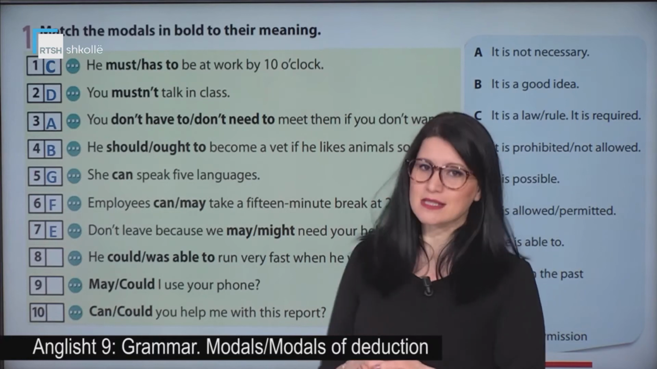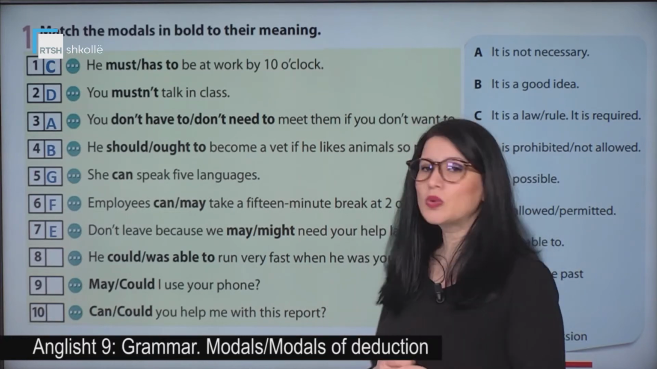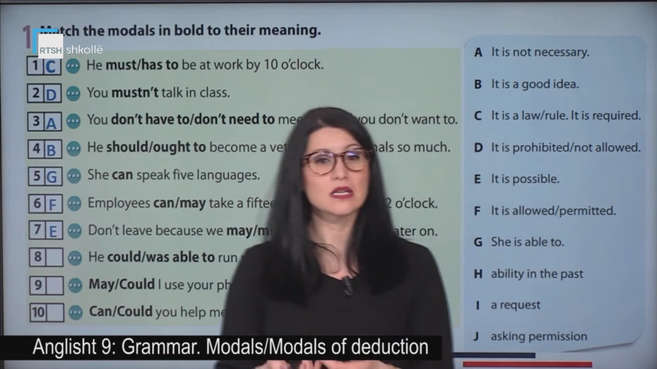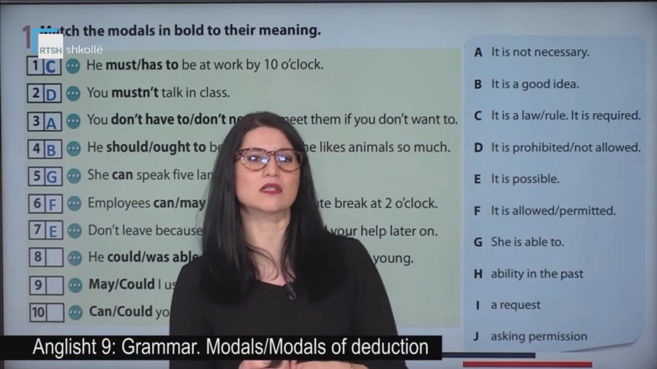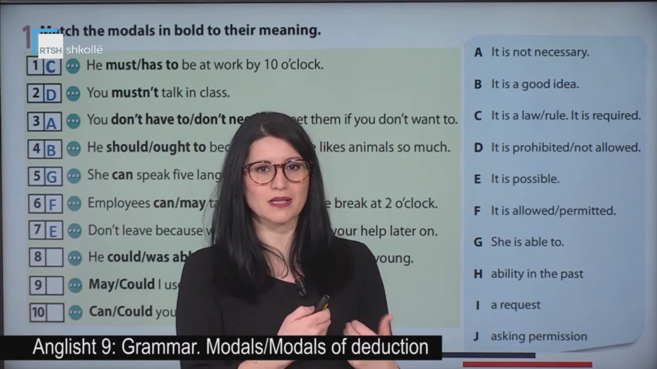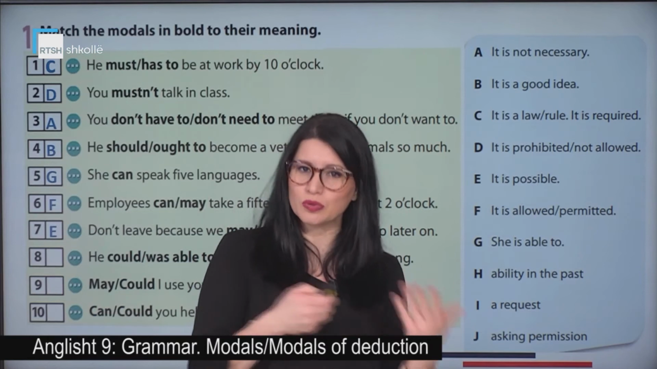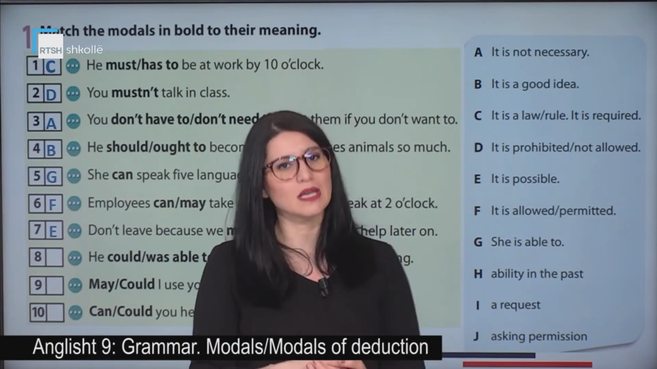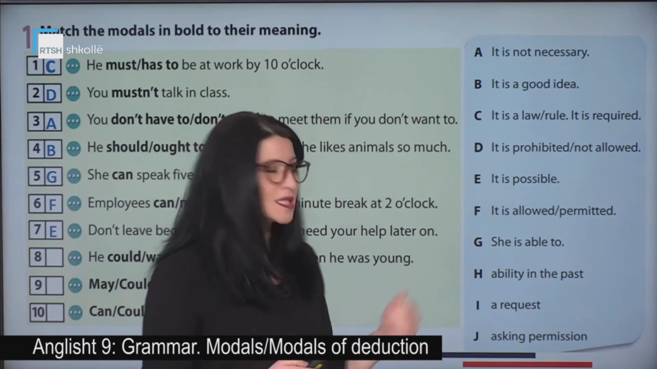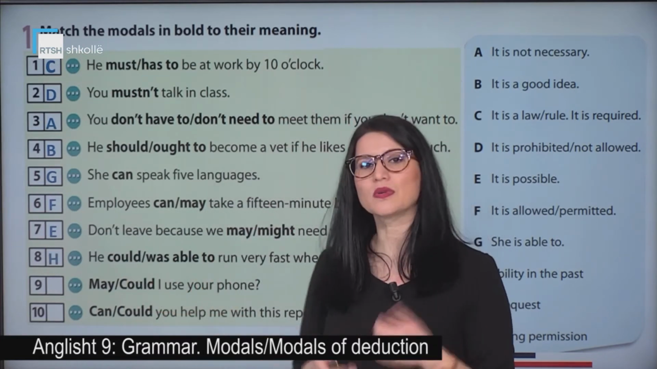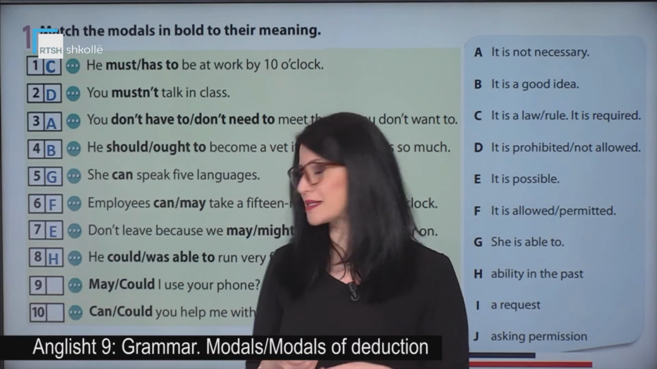Let's go on with sentence number 8. He could or was able to run very fast when he was young. If we have a look at this sentence, we understand that this belongs to the past, right? This expresses an ability in the past. This person could do this, was able to do this thing in the past. And it is letter H that expresses it. So could or was able to expresses an ability in the past.